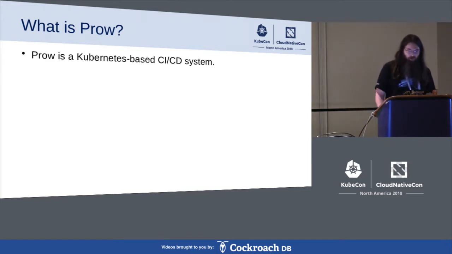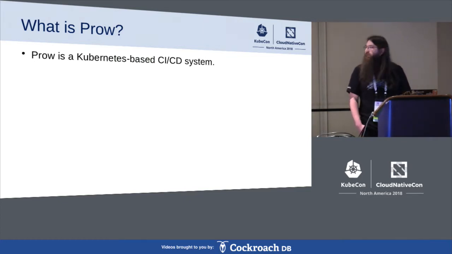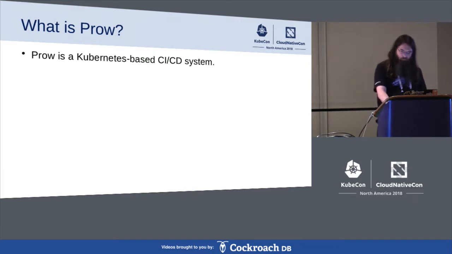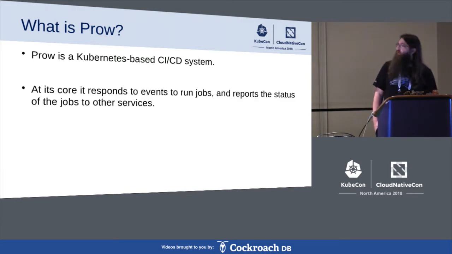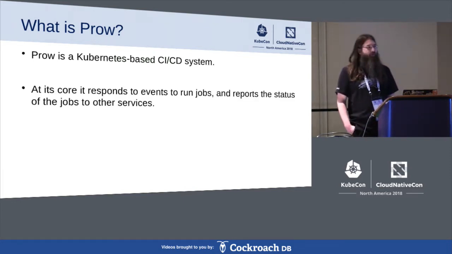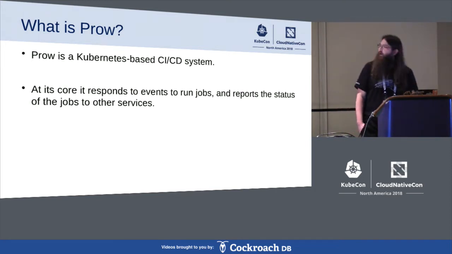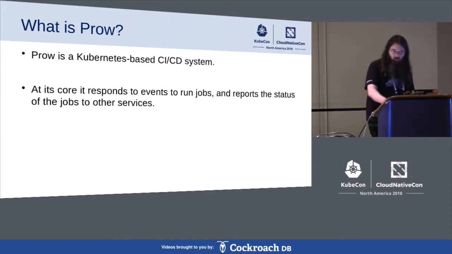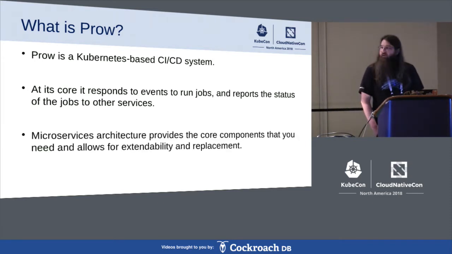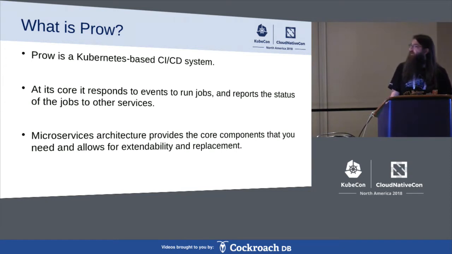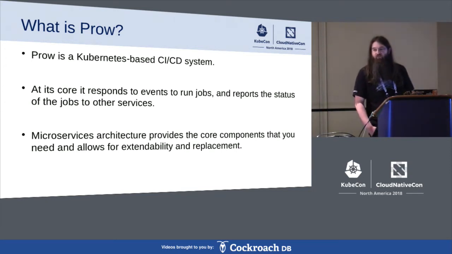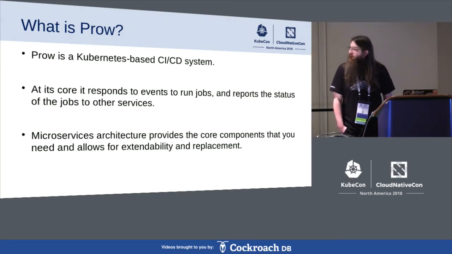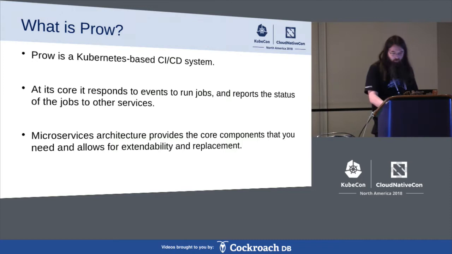Yeah, so what is Prow? It's a Kubernetes-based CI/CD system, which could mean a whole lot of things. The core of it is it will respond to events that can come from multiple places, and it will run jobs and then report the status of those jobs to other services. And in our Kubernetes way, it is a microservice architecture, which means we can replace pieces that don't do what we need or we need to do something else. We'll talk about that a little bit more as we go in.